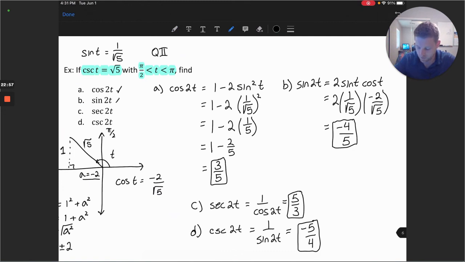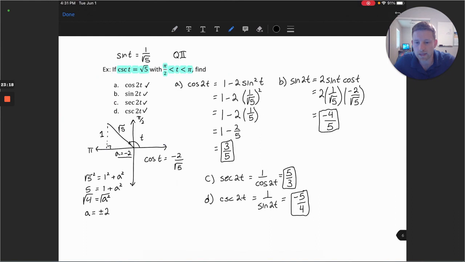So that finishes up our list of double angles to find. Notice that we didn't have to know the value of angle t to solve each of these. We just needed to find their sine and their cosine. So I hope this is helpful with our double angle formulas. Feel free to watch this over again if you missed any steps. Hope to see you in the next video in section 5.4.